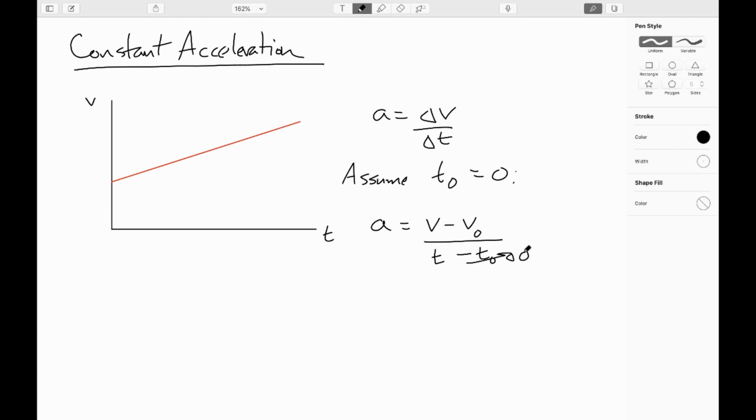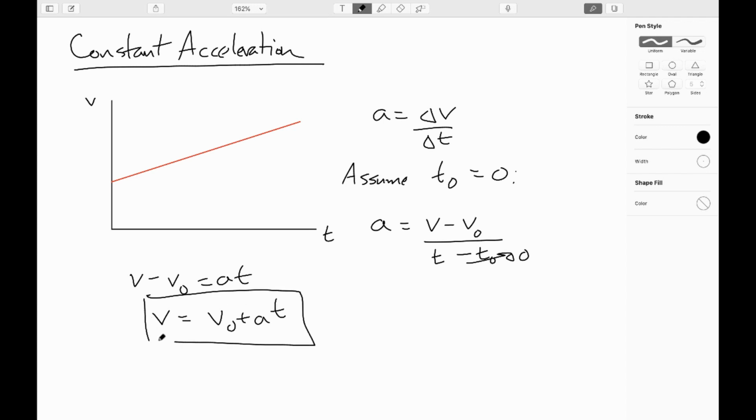Okay, so now we can just do a little bit of algebra for a moment here. If I multiply both sides of this through by t, I'm going to get v minus v0 is equal to at. And then finally, I'm going to get that v is equal to v0 plus at. So what this is telling me is the final velocity is the initial velocity plus the acceleration times the time. So this is the first of my gang of 4 kinematics equations.